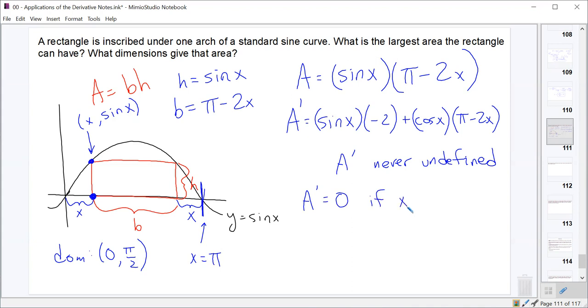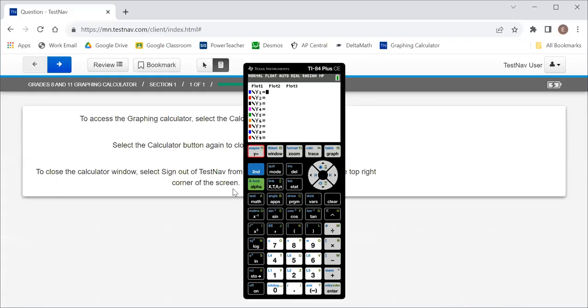if x is approximately, and well, now we're going to go in and graph that derivative on our graphing calculator. We'll go into y equals, and we will say, well, we have sine x times negative 2, so that's negative 2 sine x. And then plus, and we had cosine x.